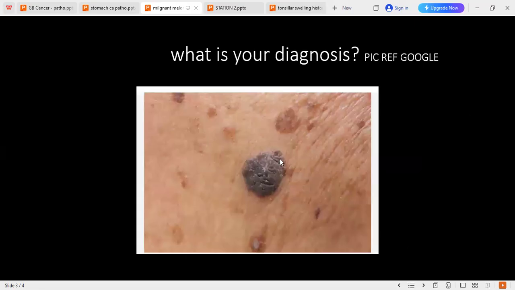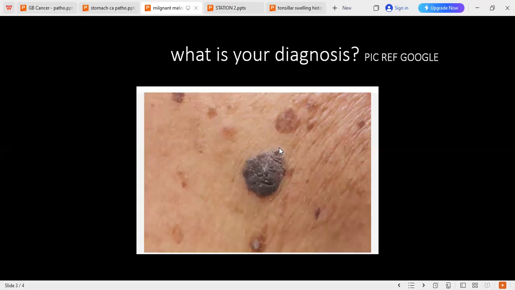Maybe there is one more slide. Would you be able to describe what you're looking at in the image? This is a round pigmented lesion present on the skin, round to globular or oval, elongated kind of round. It is not raised, it is flat. The pigment is dark, black in color, with irregular margins.